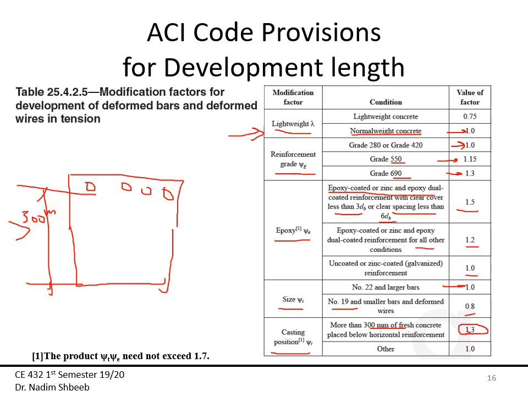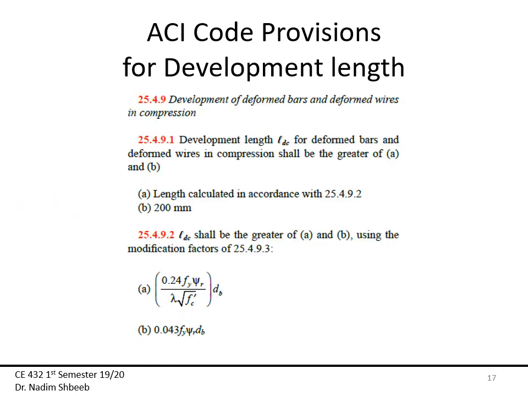There's also a caveat that the product of psi-t and psi-e should not exceed 1.7. So if you multiply 1.3 times 1.5 and it's more than 1.7, which I think it is, then you can only use 1.7.